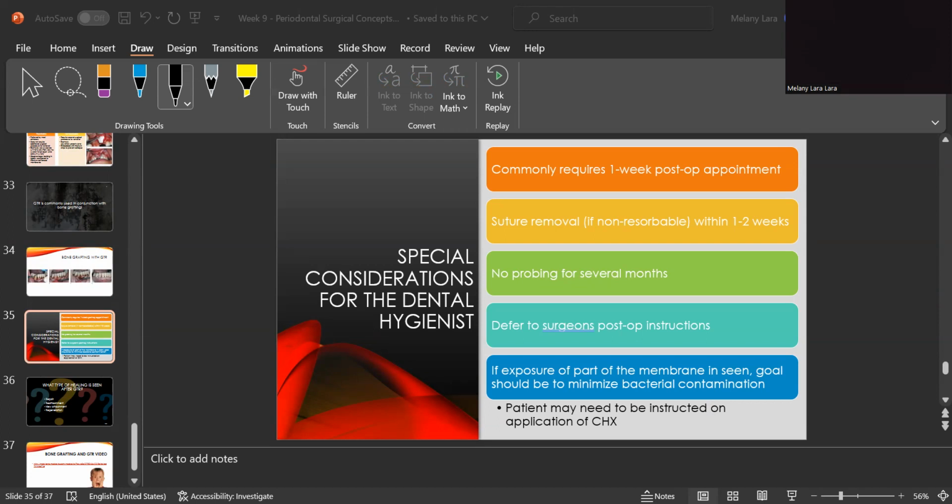Over time, if there's exposure of membranes, which you will see, I've seen it more times than I can count, it happens. It's not an issue with technique, it's just patient healing that ties into that. Most of the time, we just have them irrigate with some chlorhexidine very gently, keeping that area nice and clean while the tissue finishes healing. Okay? That makes sense? Right.